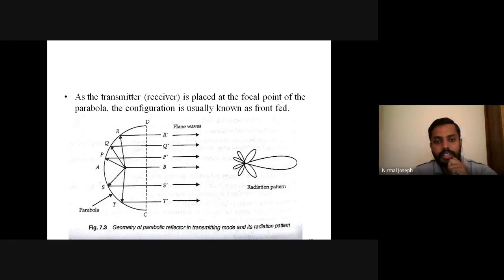What if it is in the receiving mode? Receiving mode is also the same. There is no difference. The only difference is the arrow mark will be reversed. In receiving mode, plane waves are coming and incident, and they will converge into this particular point, the focal point. That is the only difference. So we can use it either as a transmitting antenna or as a receiving antenna based on our requirement.